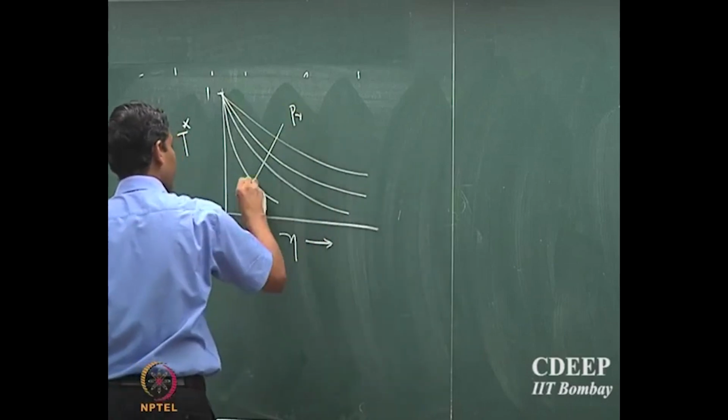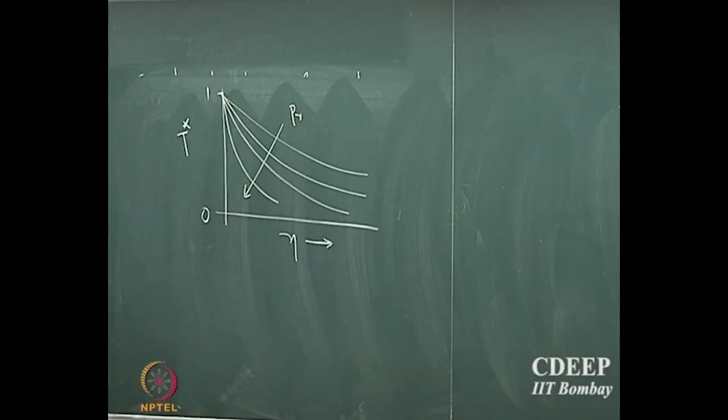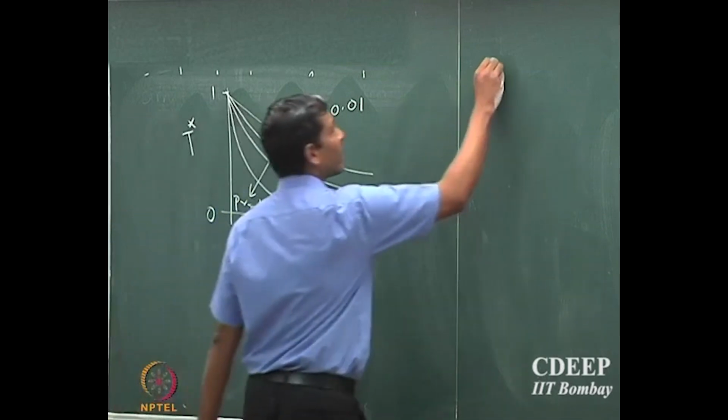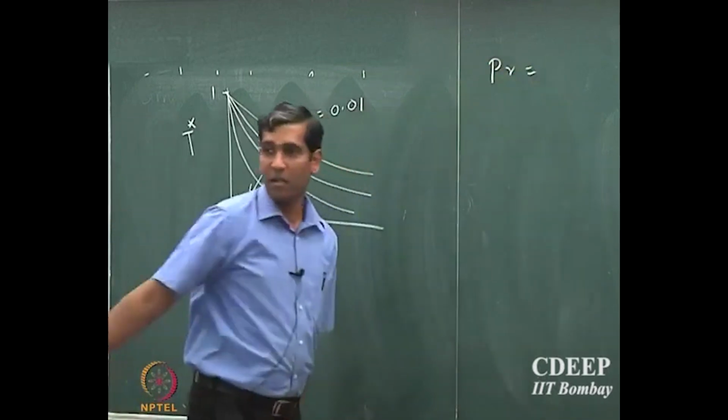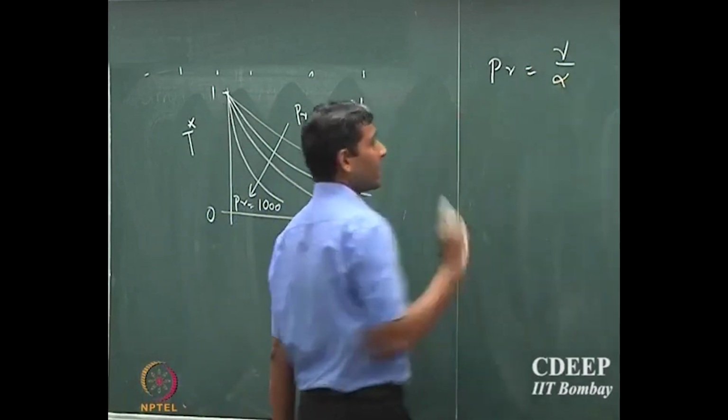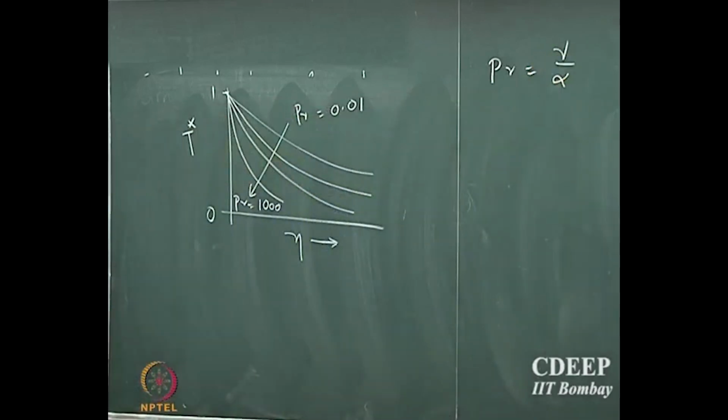so this is increasing Prandtl number. So when we increase Prandtl number, we'll have a faster fall in the temperature profile. Why is that? So let's say this is 0.01, Pr equal to, let's say, 1000. What happens when we increase Prandtl number? What is Prandtl number? It's nu by alpha, right? Okay. So what happens when we increase Prandtl number?